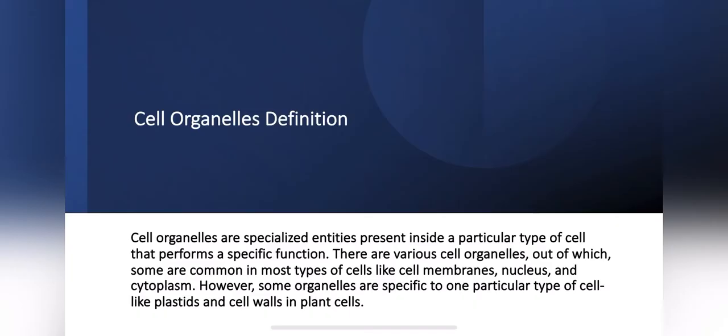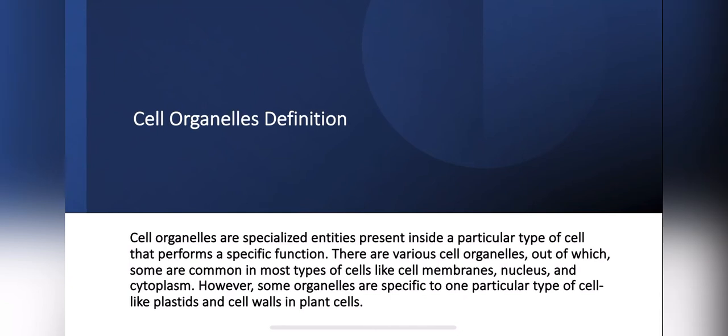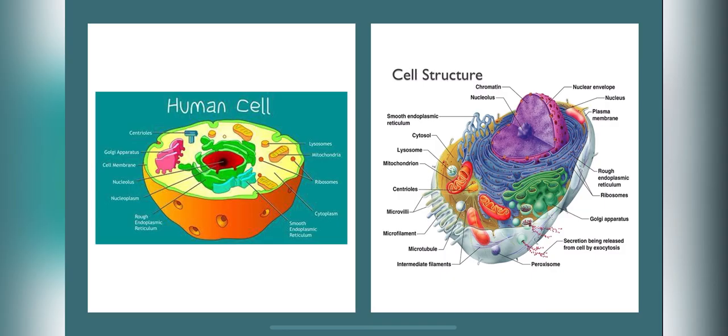So, cell organelles definition. Cell organelles are specialized entities present in a particular type of cell that perform a specific function. There are various cell organelles, out of which some are common in most types of cells, like cell membrane, nucleus and cytoplasm. However, some organelles are specific to one particular type of cell, like plastid and the cell wall in plant cells. This is the structure of a human cell and a plant cell.